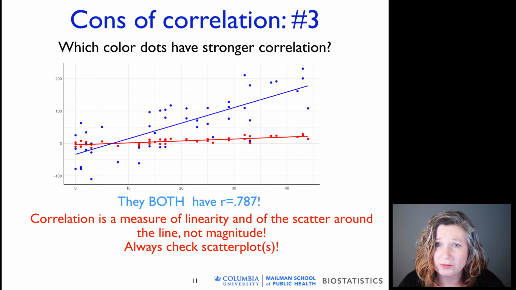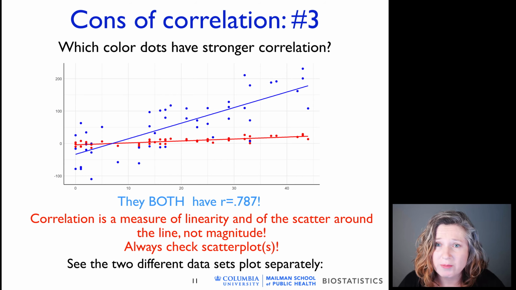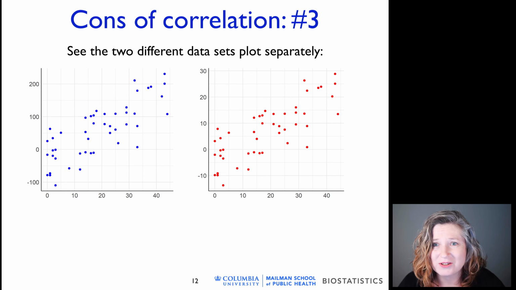So we always have to check the scatter plot, and for purposes of correlation, each correlation needs its own scatter plot. We cannot combine them on one scatter plot. So what happens if I separate those two pictures, if I separate the red dots and blue dots and plot them separately? As you can see, they are exactly the same data.